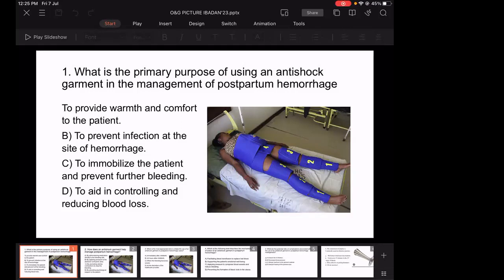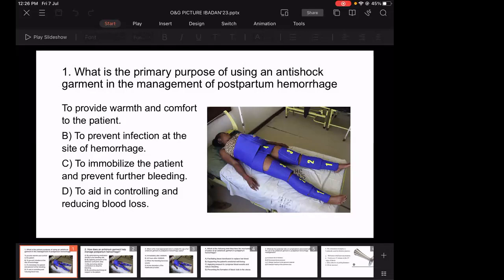And then it complicates like 5 to 8% of vaginal deliveries. So I think let's continue, since the rest are not willing to unmute their mics. But then, what are some risk factors?